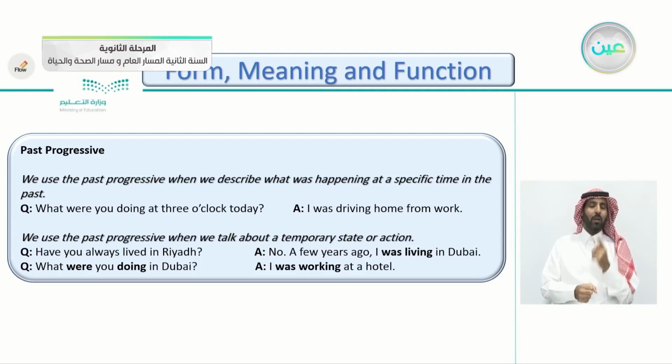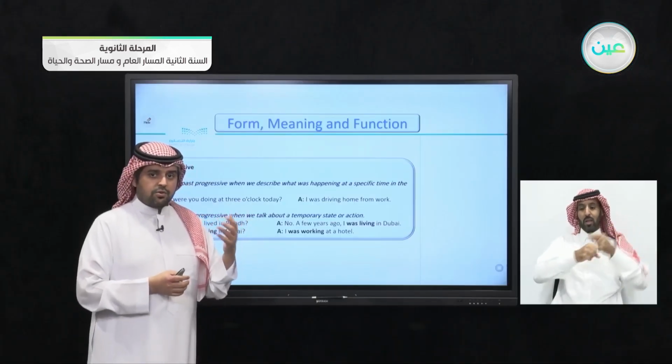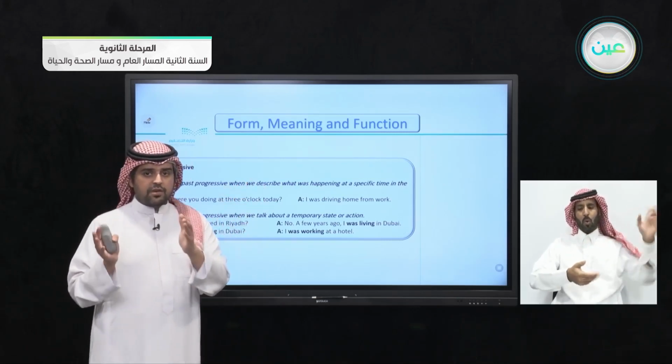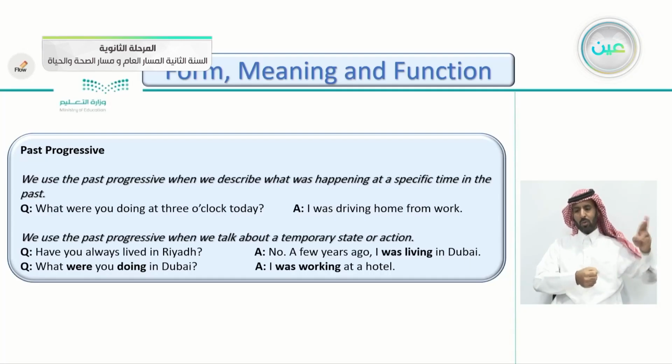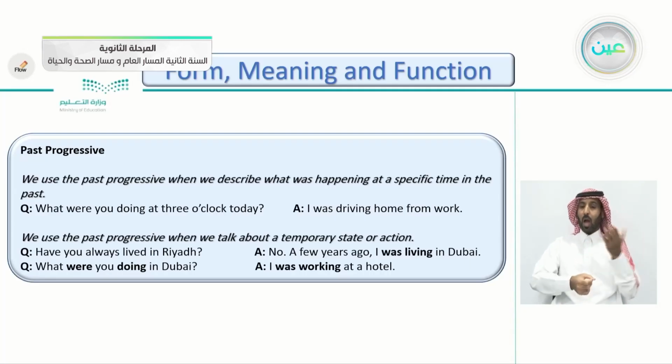We use the past progressive when we talk about a temporary state or an action. Of course, the form of the past progressive is the past tense of the verb to be, which is was or were. Then we put the verb with the ing. You can see here, I was driving. This is the past progressive. Was or were, then the verb with the ing.